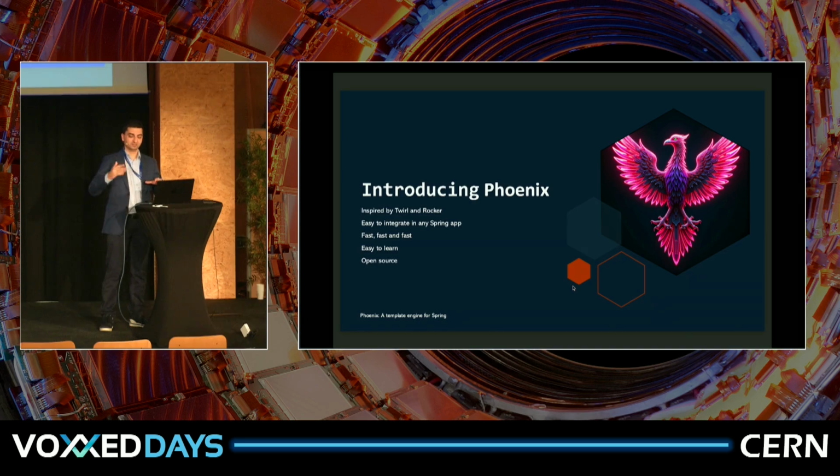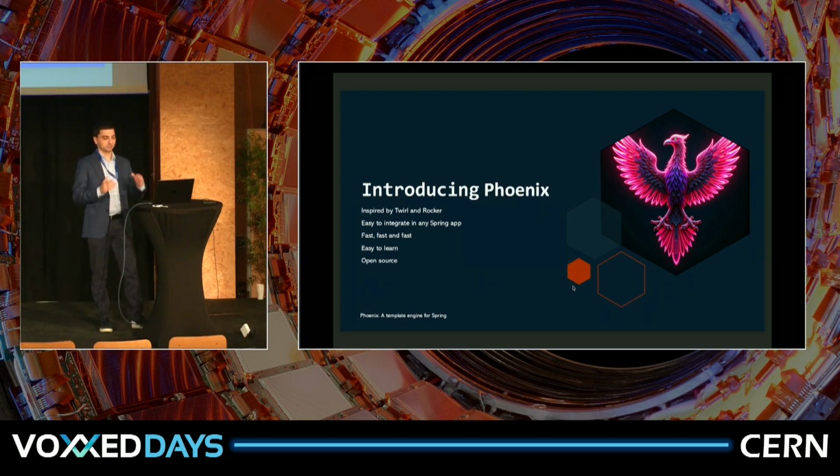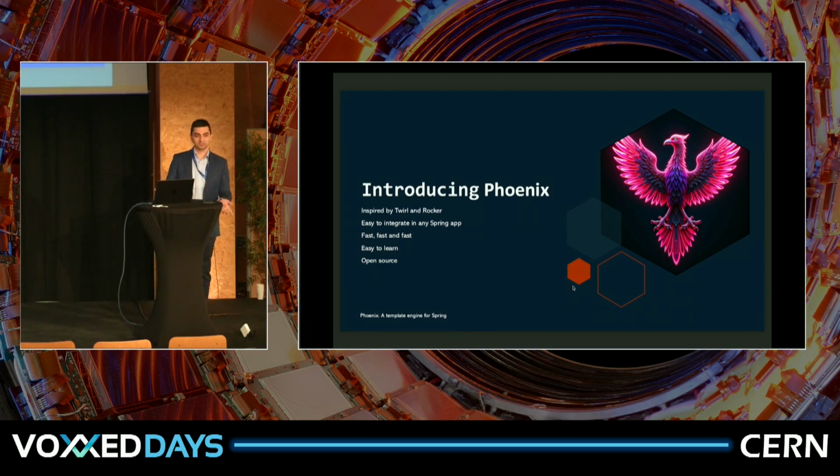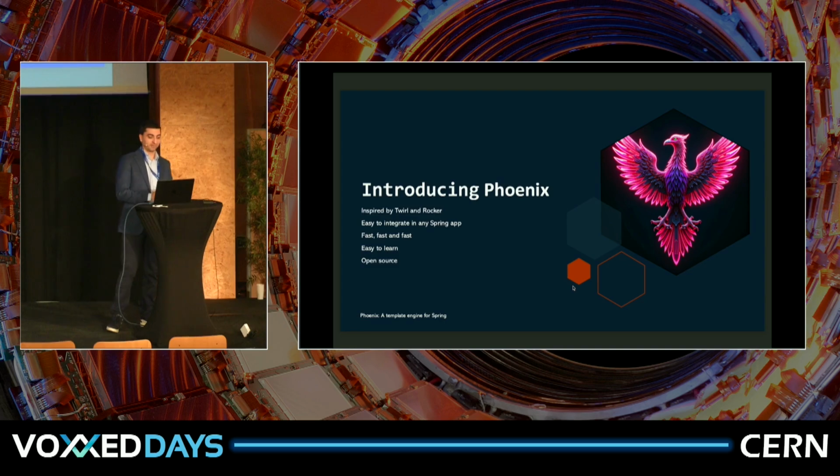As I said, let's not reinvent the wheel. See what previous technologies did well and build upon those. I wanted something that is easy to integrate in Spring, and I wanted something very fast. Template engines, especially Thymeleaf, are slow. I wanted mine to be fast and easy to learn. No utility classes, no hidden syntax. Any Java developer can go straight away and start developing front ends using Phoenix. And as a contribution, I wanted it to be open source.